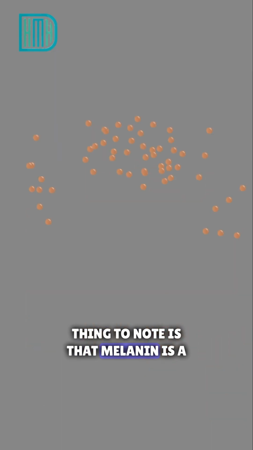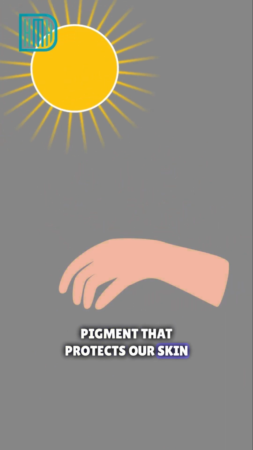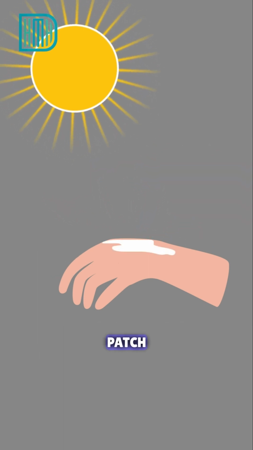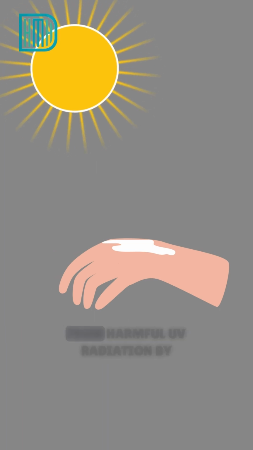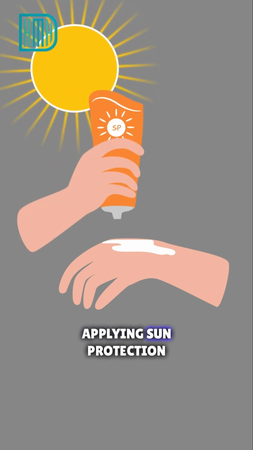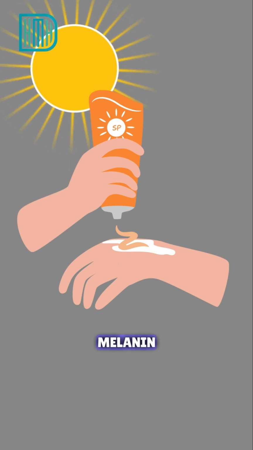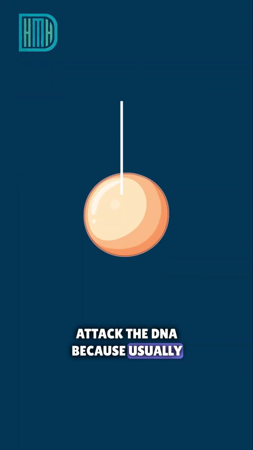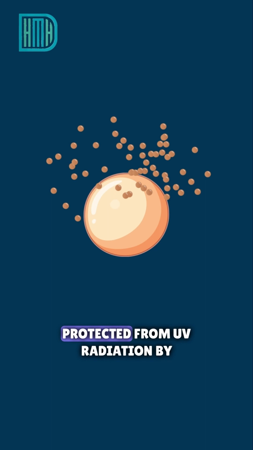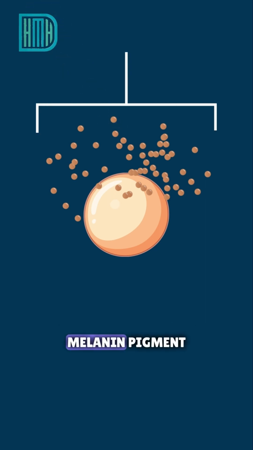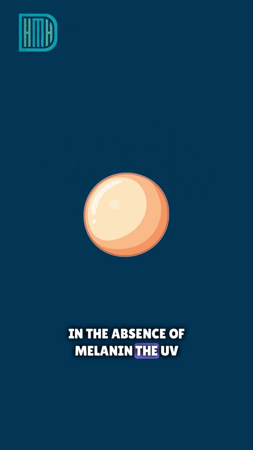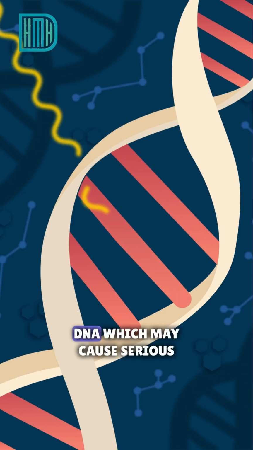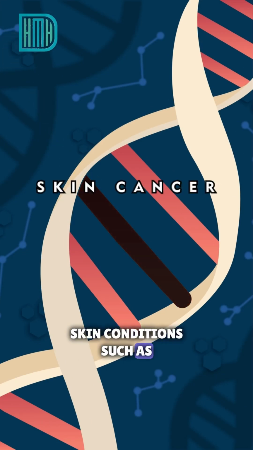Thing to note is that melanin is a pigment that protects our skin from UV radiation. Since there is an absence of melanin in vitiligo patients on the white patch, that area has to be protected from harmful UV radiation by applying sun protection. In the absence of melanin, UV radiation may directly penetrate the skin and attack the DNA. Usually the DNA and the nucleus are protected from UV radiation by melanin pigment. In its absence, UV radiation will enter the nuclei and damage the DNA, which may cause serious skin conditions such as skin cancer.